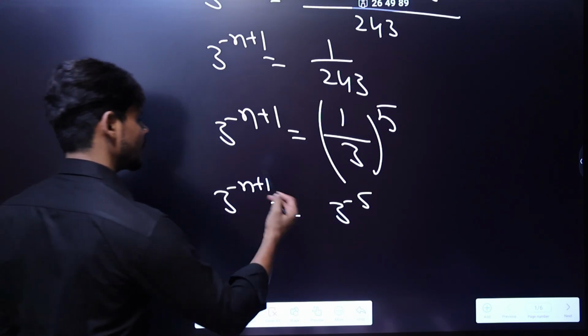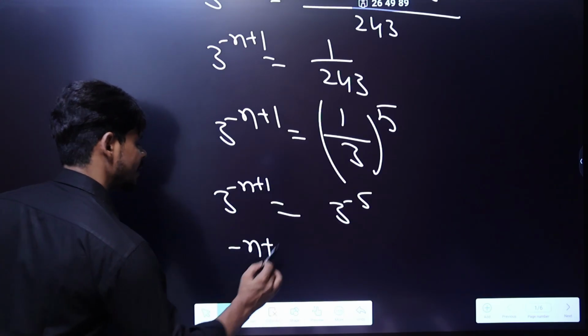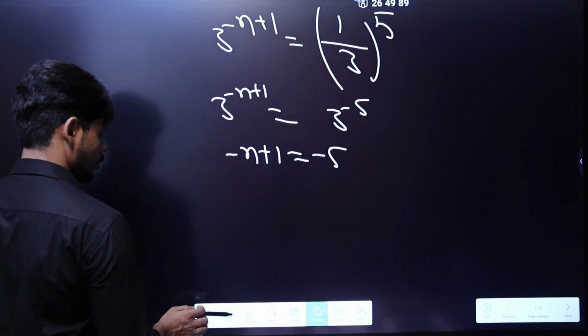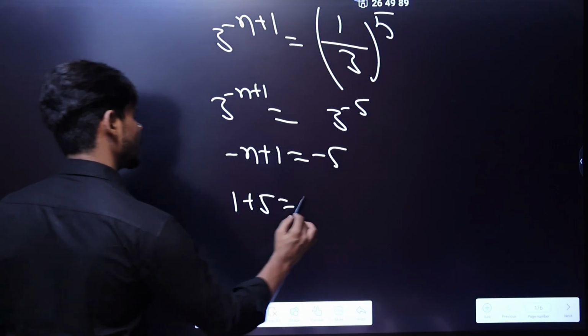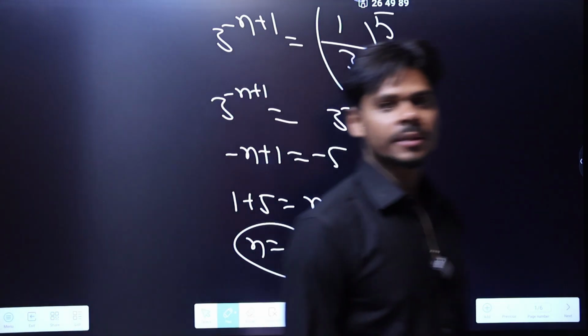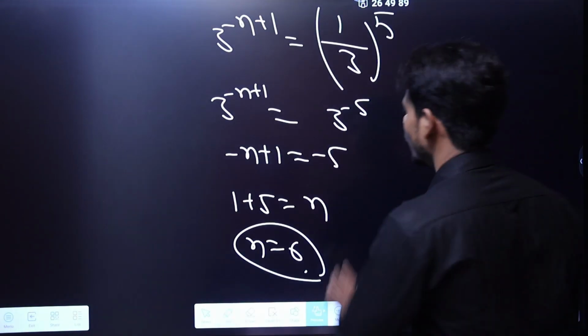Now bases are the same, so the powers will also be equal. So minus n plus 1 will be equal to minus 5. Now how can I solve it? So it will become 1 plus 5, that will be equal to n. So n becomes 6. Got it? So n is 6 this time.